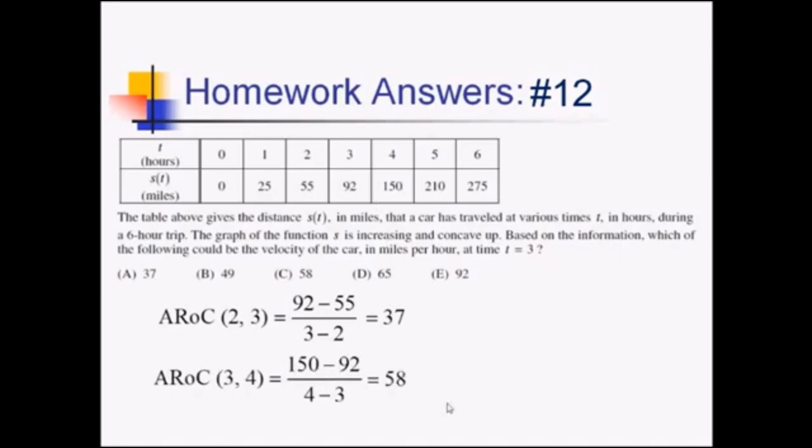So that means our true velocity, the instantaneous velocity at 3, has to be somewhere between 37 and 58. So that's any number in that interval, which 49 is the only number that they gave us that meets that criteria. So choice B.